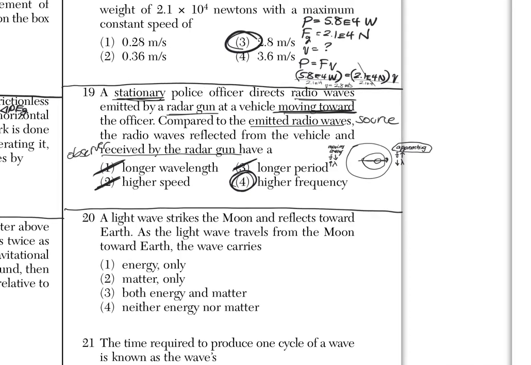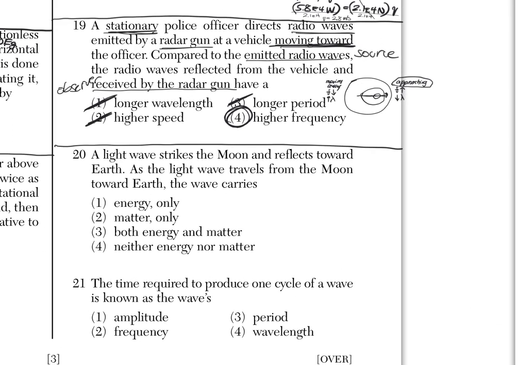All right, then we have number 20. Light wave strikes the moon, reflects back towards the earth. It would be kind of like a laser or something. And as the light wave travels from the moon towards the earth, what does it carry? Any wave, light wave, any kind of wave, carries energy only. It does not carry material. I don't know what it would carry from the moon. Moon rocks? That doesn't even make sense. But that doesn't matter anyway.